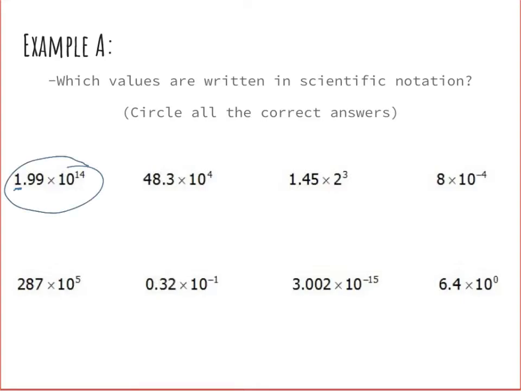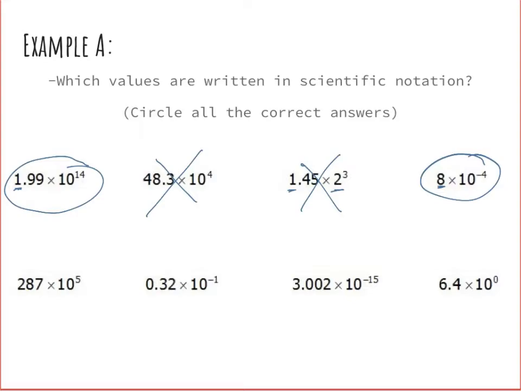Our second number has 48 as our first number, and 48 is way more than 10, so that is not going to be in scientific notation. Our next number, 1, is equal to or greater than 1, so that passes the test, but it's raised to the power of 2, not 10, so this is not scientific notation. Our next number, the first number is 8. 8 is equal to 1 or greater, yes. Raised to the power of 10, yes, so this is scientific notation.